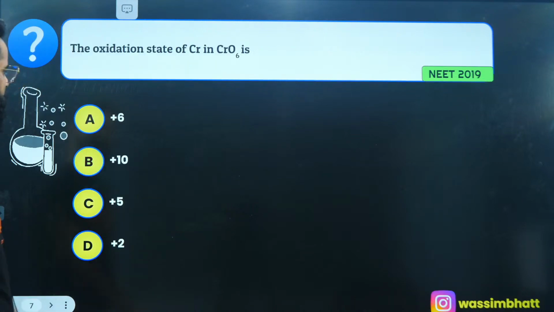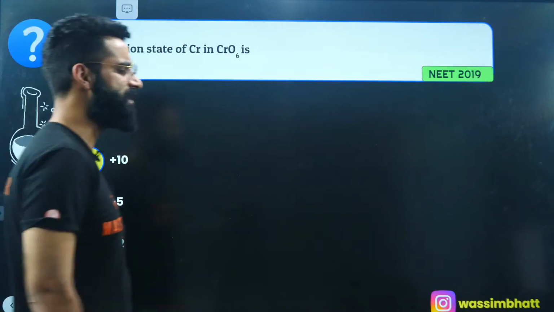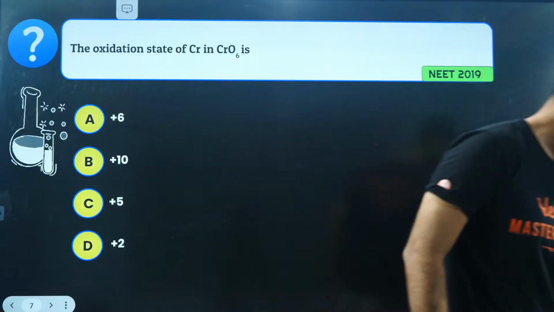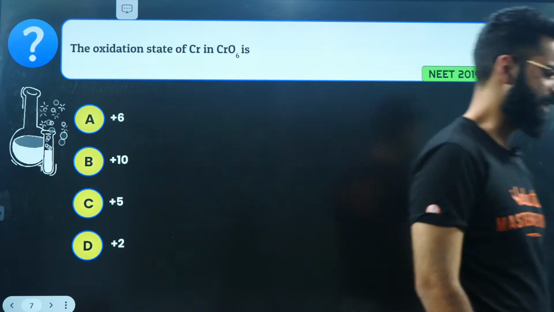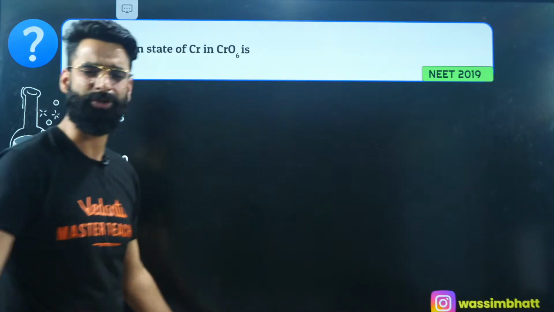Okay. Moving on to one more. The question was asked in your NEET 2019. Let me know its answer. I'm sure you all can solve this one.